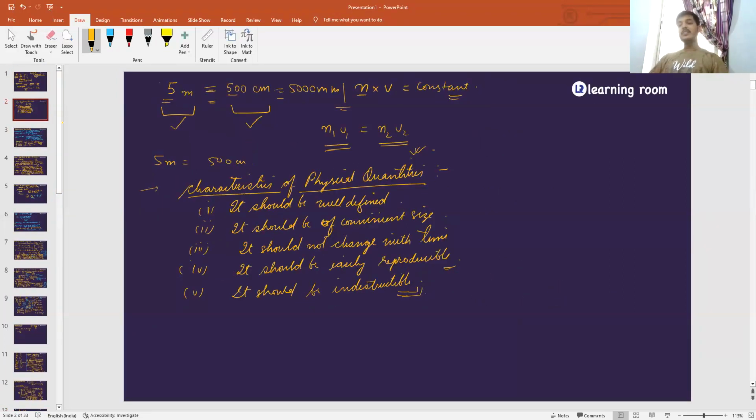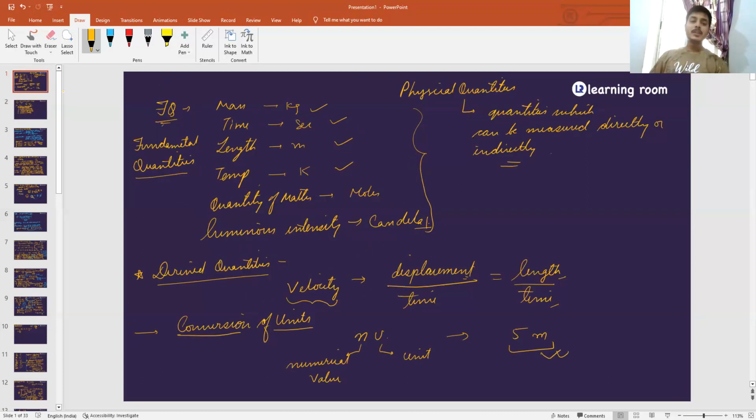Okay, so see here. This chapter starts with the units. We have 2 types of units. I'll just give a brief revision. The first type is fundamental unit, and the second one is derived unit. What are the fundamental units? Fundamental quantities have fundamental units. What are fundamental quantities? Like mass, time, length, temperature, quantity of matter, luminous intensity. These 7 quantities do not require any other quantity to get defined.